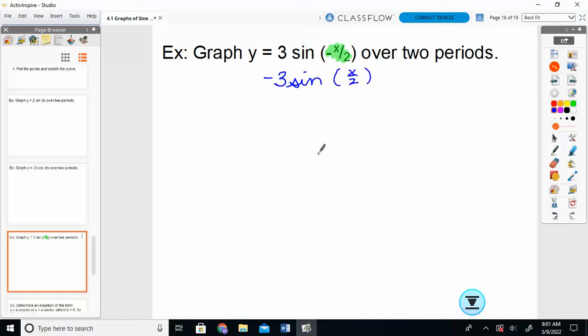Now cosine is an even function. We wrote this down yesterday, that cosine of negative x was equal to cosine of x. So if this were a cosine, we could just drop the negative and ignore. All right. We talked yesterday, if there's a negative out in front, what does that make us do to our graph?